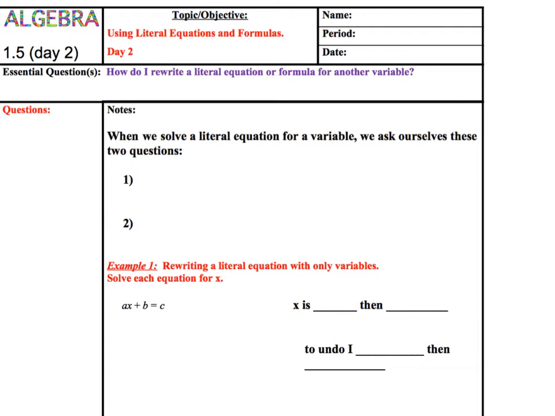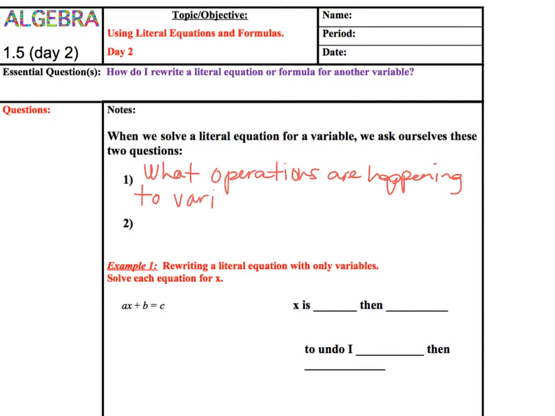The first question would be, what operations do I see happening to the variable I'm solving for? What is being added? What is being subtracted? What is being multiplied? Or what is being divided? That's what we're going to think through.